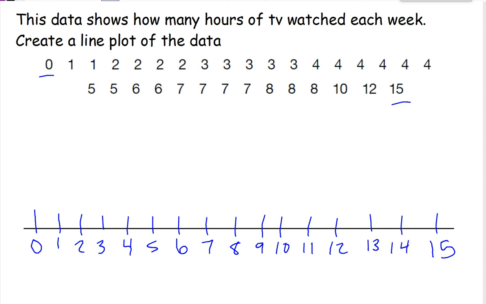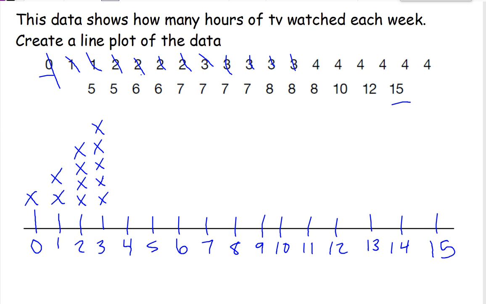All right. To make a line plot, I'm going to use a mark to show each of these numbers. So I only have one 0, so I'm going to put an X above the 0 and cross it off so I know I'm done. There's 1, 2 for number 1, with 2 X's. You can also just do dots. It kind of depends on what you like. Then 4 ones, 4 twos, 5 threes, 5 fours. You do want to try to make those X's the same size because we're trying to see the difference between each of these numbers.